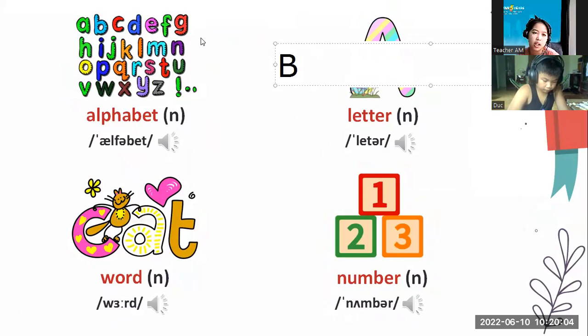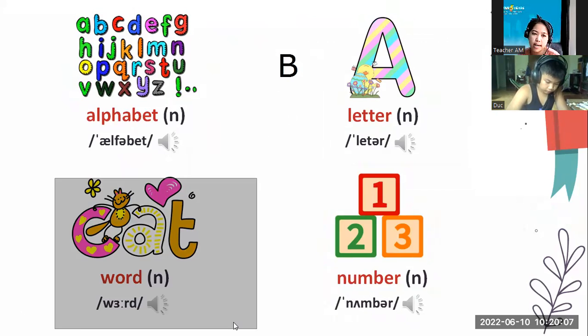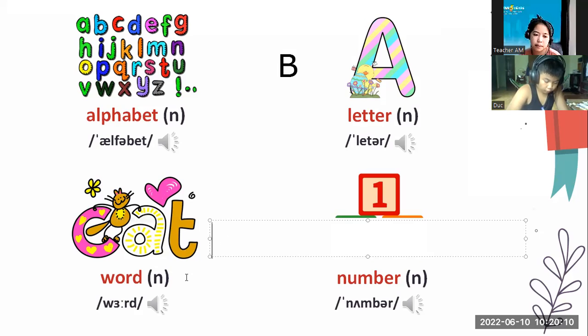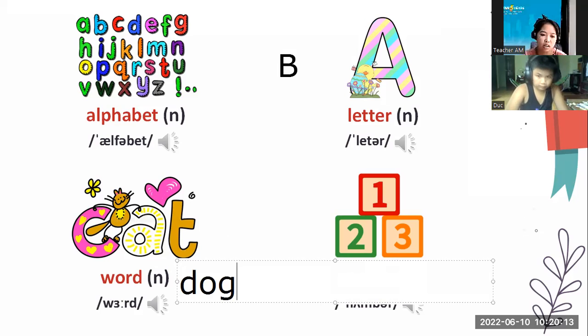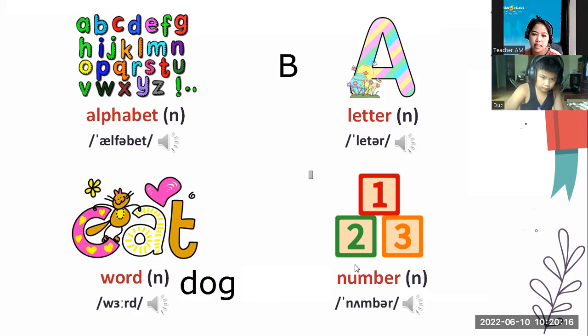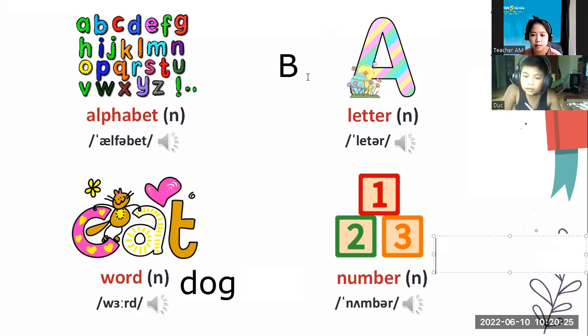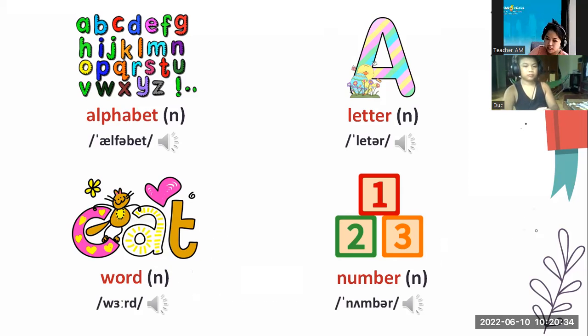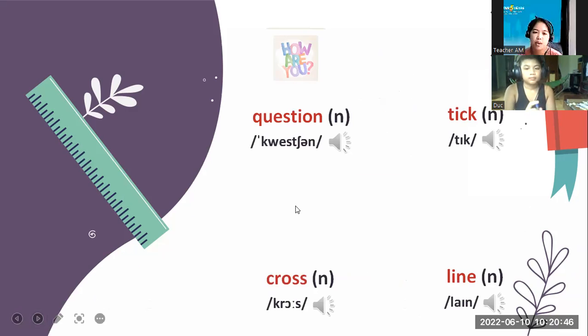What about word? Can you please give another example for word? Okay, that's dog. What about number? Can you please give another example for number? What's your example? Three. Okay, that's four. So now, Duke, do you have any question regarding alphabet, letter, word, and number? Is 26 letter. Number. Okay.